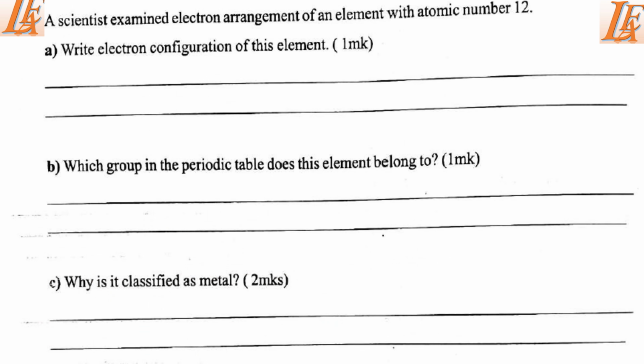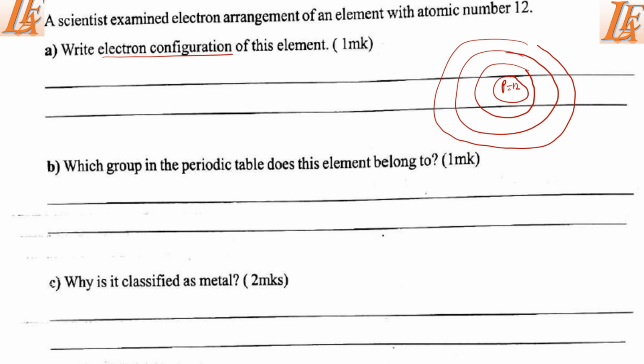Question 21. A scientist examined the electron arrangement of an element with atomic number 12. Then A, write the electron configuration of this element. What is an electron configuration? This is the arrangement or the distribution of electrons in the energy levels of an element. If you have an atom like this one, for example, with atomic number 12, it means the number of protons is 12. Then we have the first energy level, the second energy level, and another energy level in this case.